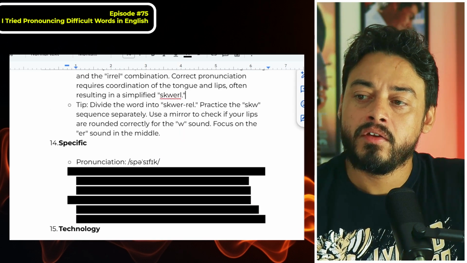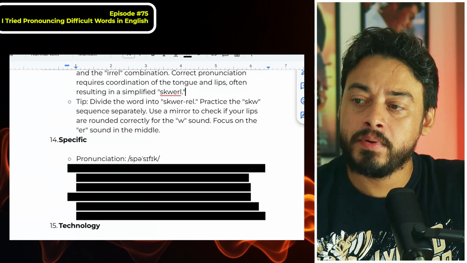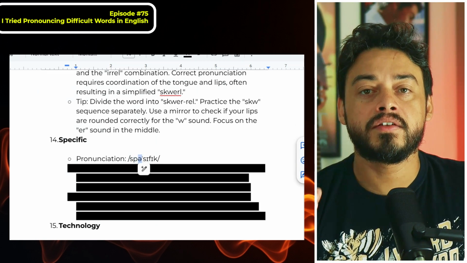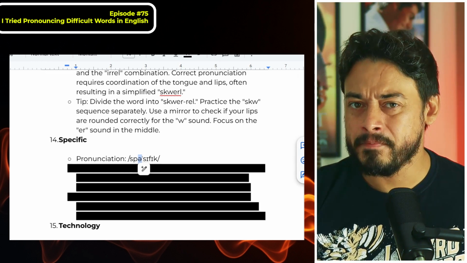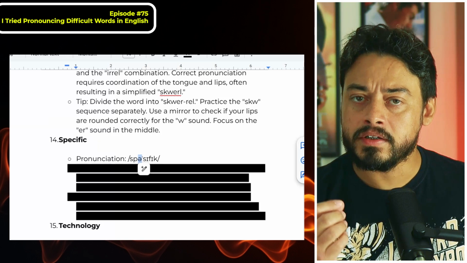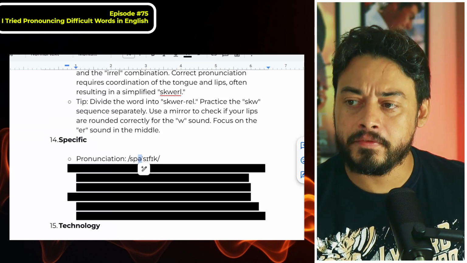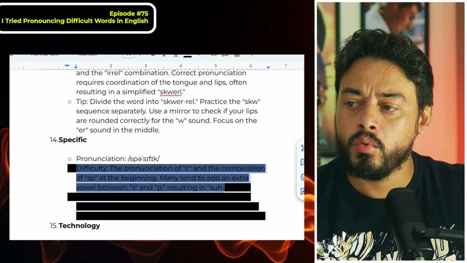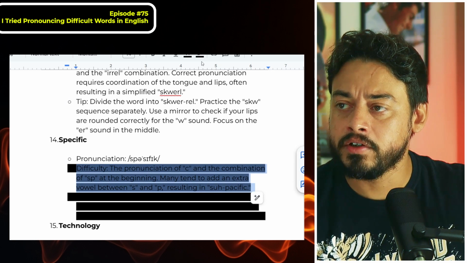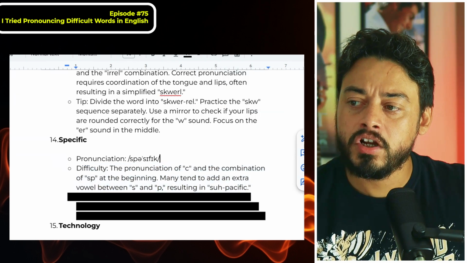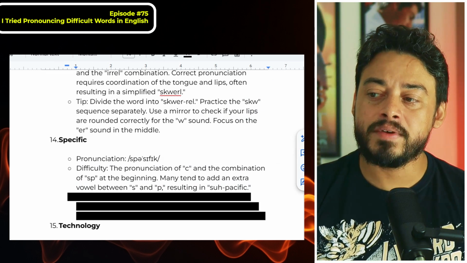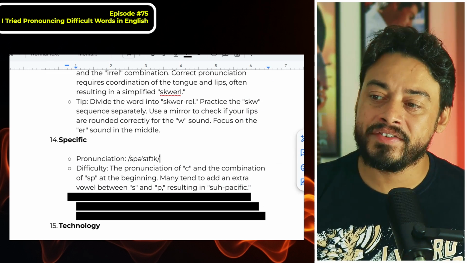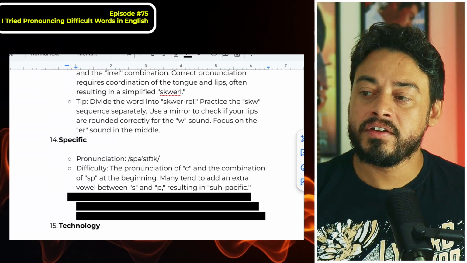All right. We have the word specific. Notice that this vowel here, this letter E, is a schwa sound. Sp, sp, specific, specific, not especific. No, sp, sp, specific, specific. All right? So, what is unique about this word? Take a look. The pronunciation of C and the combination of sp at the beginning. Many tend to add an extra vowel between S and P.